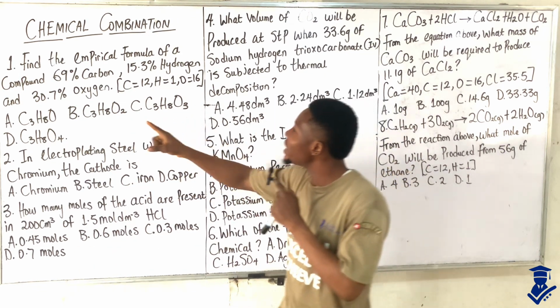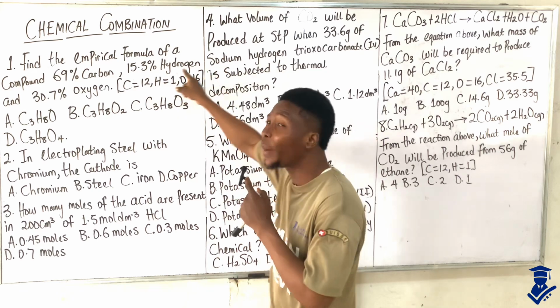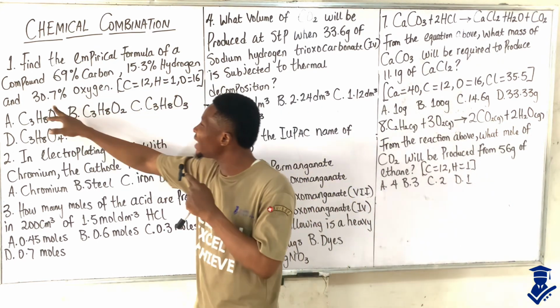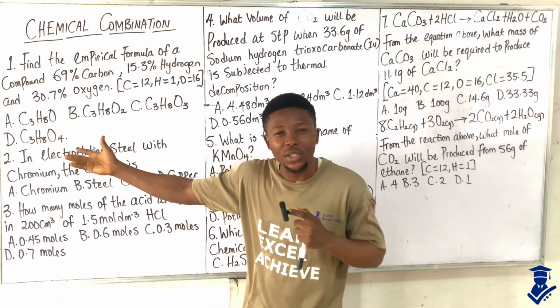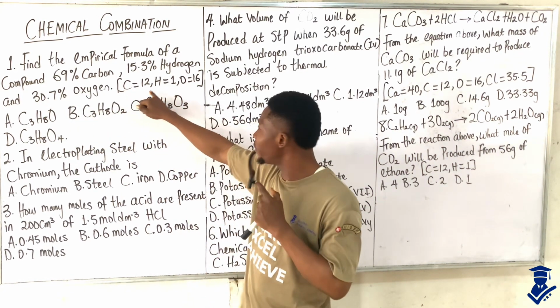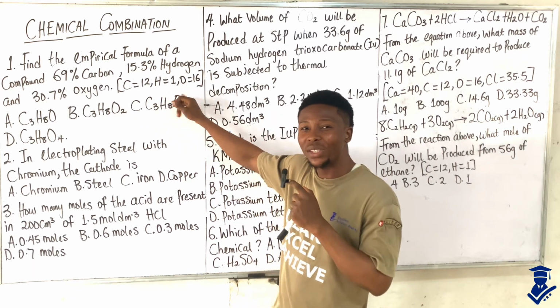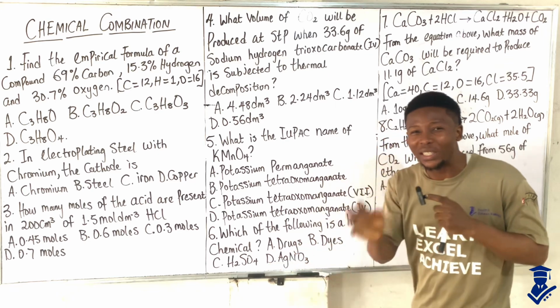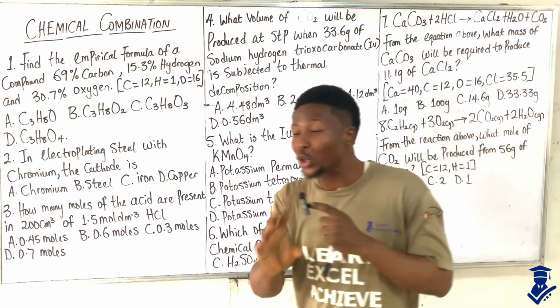The first question says, find the empirical formula of a compound that is 69% carbon, 15.3% hydrogen, and 30.7% oxygen. Given that the molar mass of carbon is 12, hydrogen 1, and oxygen 16, we're asked to find the empirical formula. Now, how do we do that? It's very easy. I'm going to show you just how to do that.